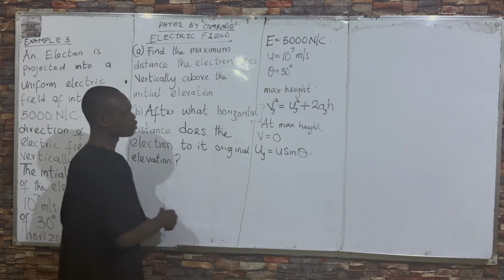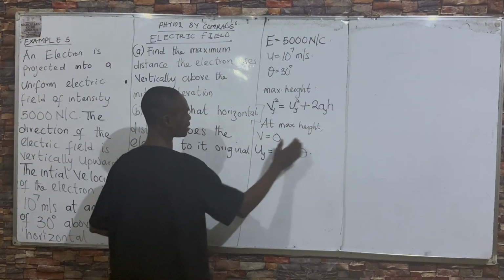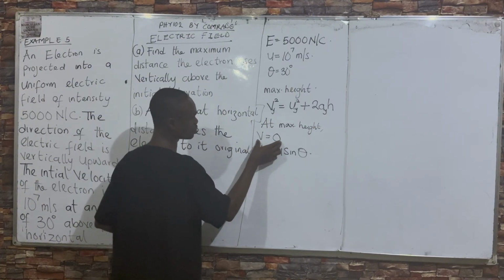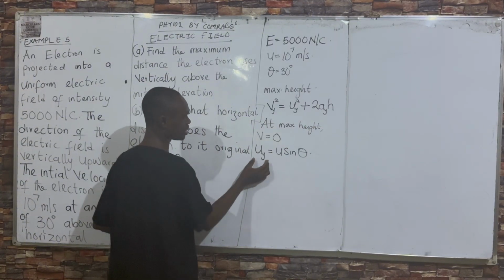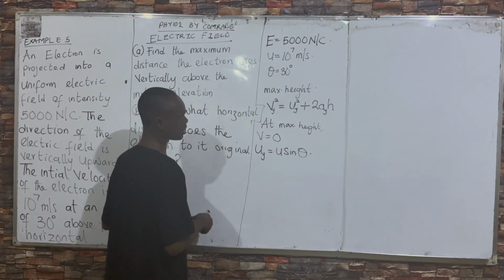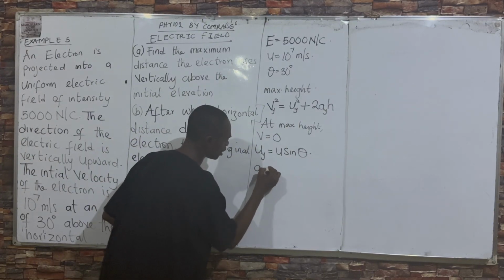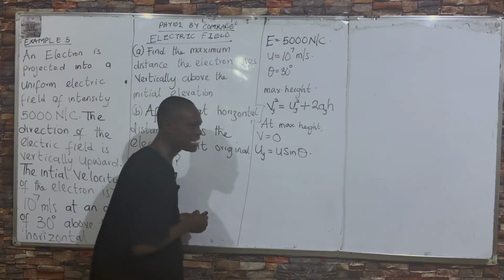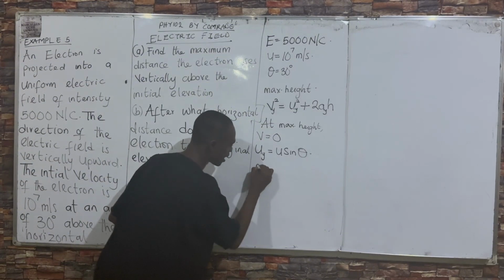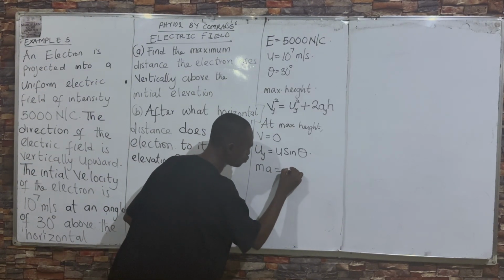Is that true? At maximum height, v is equal to 0. To get your uy, you have u sine theta. Now, how do you get your ay? Do not forget that based on force, ma is equal to qE.